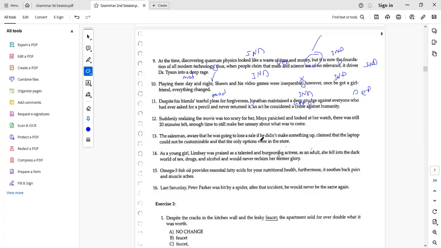Okay, Hala, try to solve number 12. Is it right or wrong? Yes, let's find why. Suddenly realizing the movie was too scary for her. Suddenly realizing, no, this actually is a modifier. Maya panicked and looked at her watch, independent. There was still 20 minutes left, independent. Two independent clauses after each other with a comma is wrong. Enough time to still make her uneasy. This is a positive and it's right. Perfect. Number 13. Right or wrong, Hala?